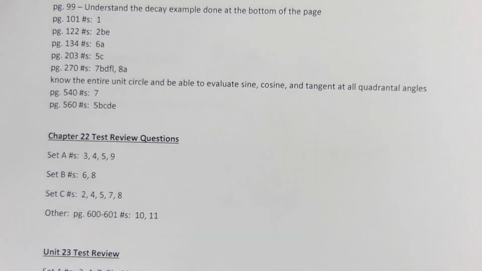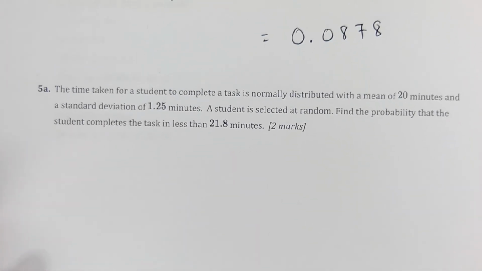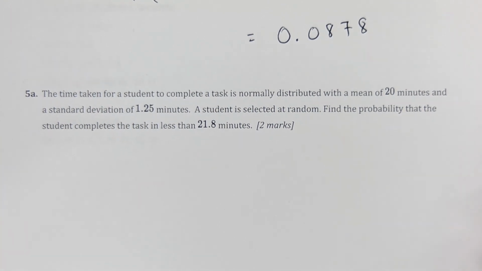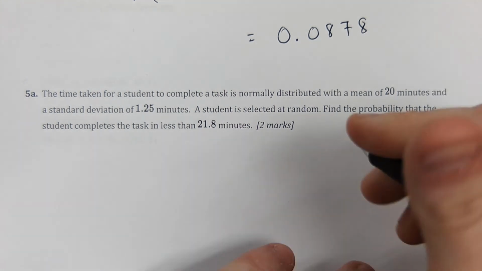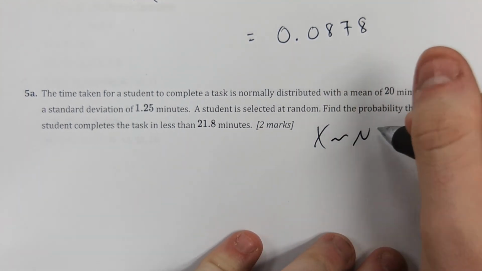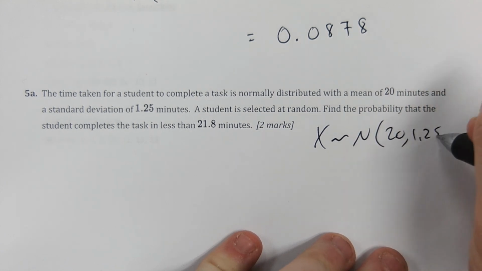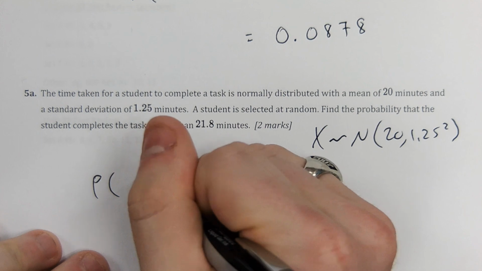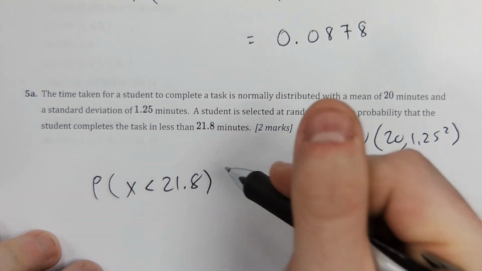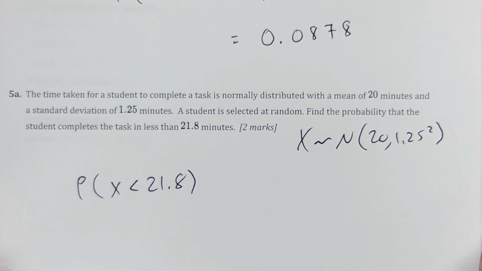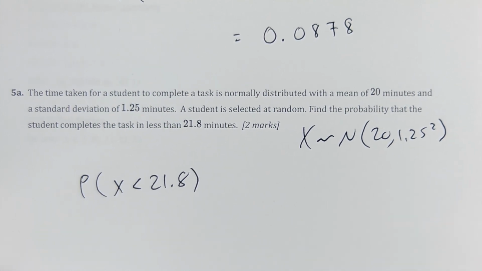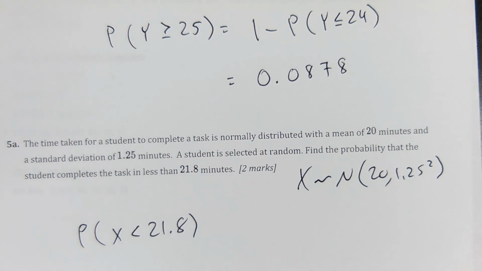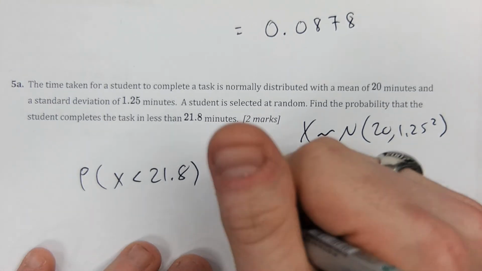Does question five must, oh, okay, we're going to finish this today, aren't we? 3-4 minutes. Let's see if we can do it. The time taken for a student to complete a task is normally distributed with a mean of 20 and a standard deviation of 1.25. A student is selected at random. Find the probability the student completes the task in less than 21.8. No, it's just a normal CDF. Could you slide up for a second? Okay, thank you.